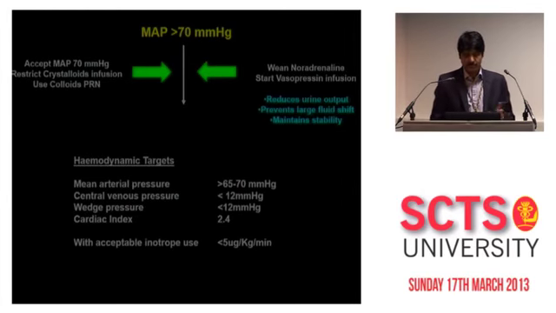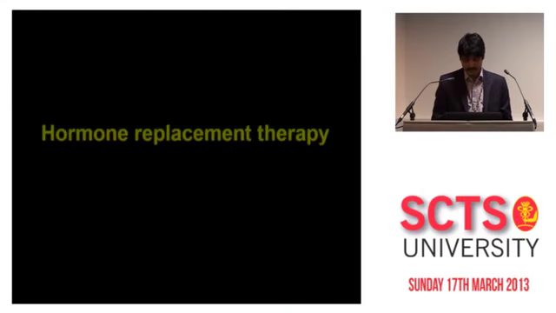This was 2 decades ago. Derek Wheeldon from Papworth published this, and this is still a gold standard target we should aim for. So what about hormone replacement therapy? In a donor, when we do optimization, we use 3 hormones. The first is vasopressin, and I have already mentioned how good vasopressin is. The second is steroids, methylprednisolone, and the third is tri-iodothyronine.